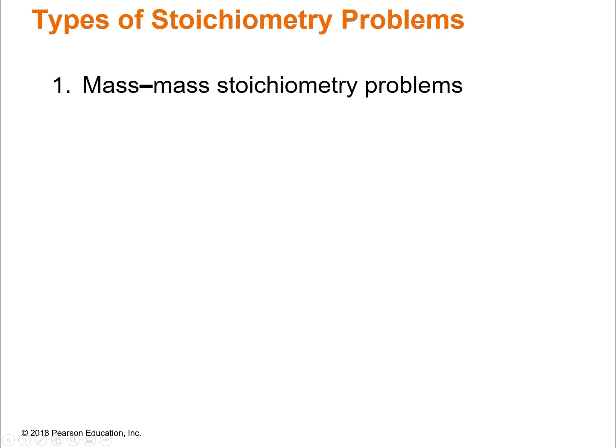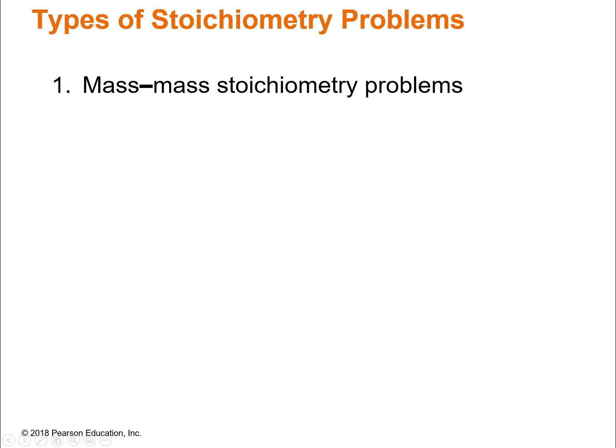Now we're going to get into the heart of Chapter 9, which is doing stoichiometry problems. We've built up the foundation of Chapter 8 with understanding the mole and how to convert from moles to mass. We've talked about mole ratios and how we can interpret chemical equations. Now we're going to start doing some stoichiometry problems.